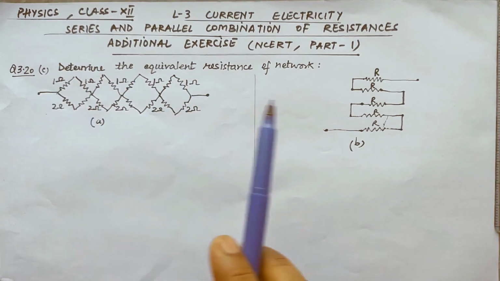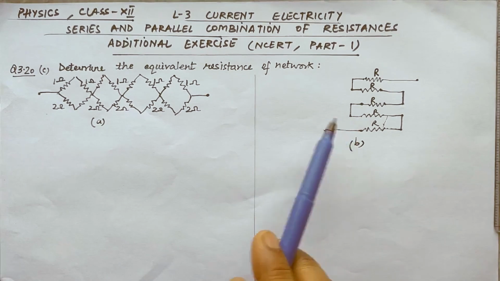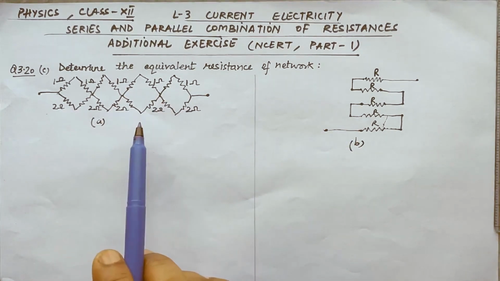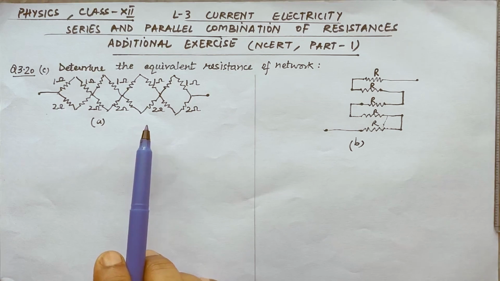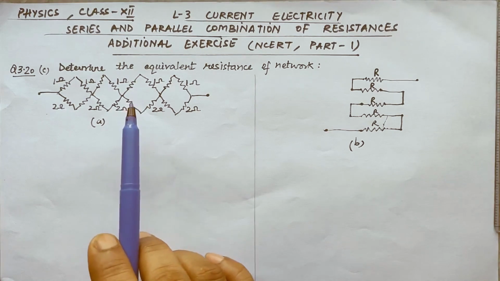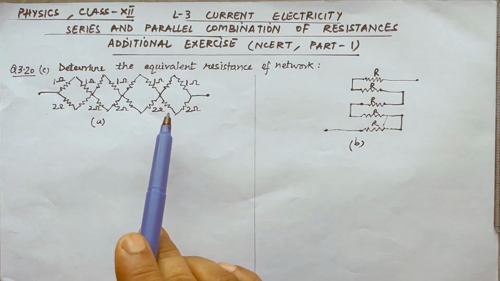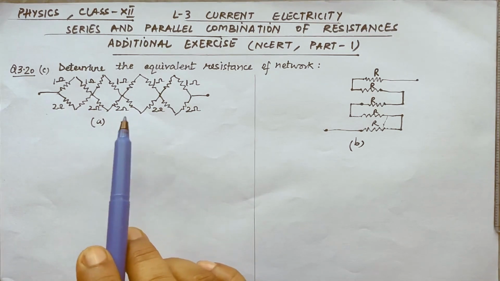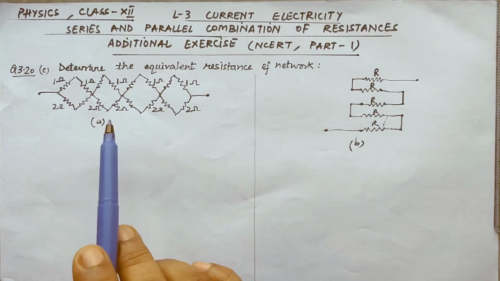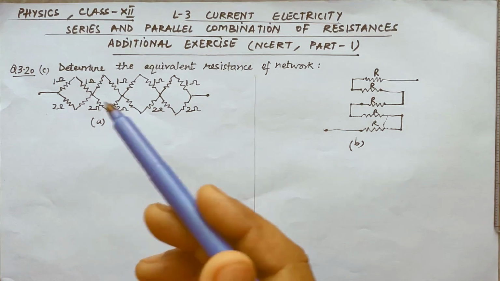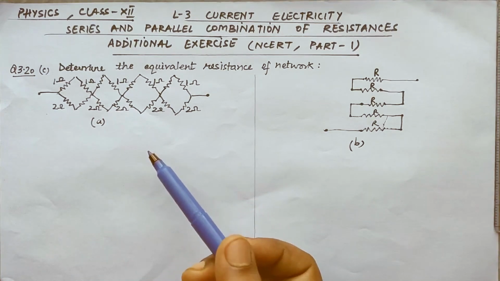There are two networks given, A and B, and we have to find the equivalent resistance. How do we go about it? Now you can see it is a mesh of resistances, and it's not always that all the resistances are connected in series or in parallel. They are a combination of series and parallel circuits.